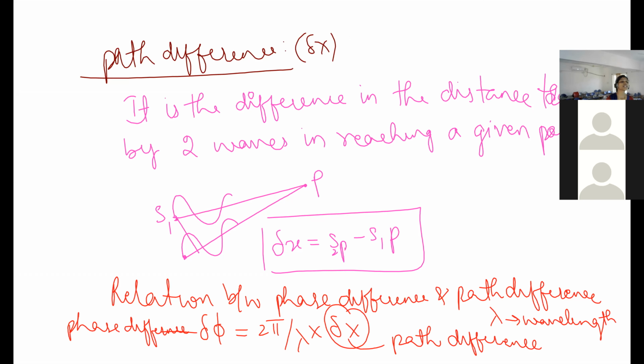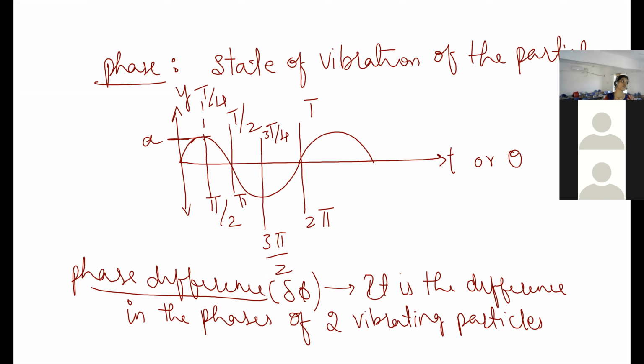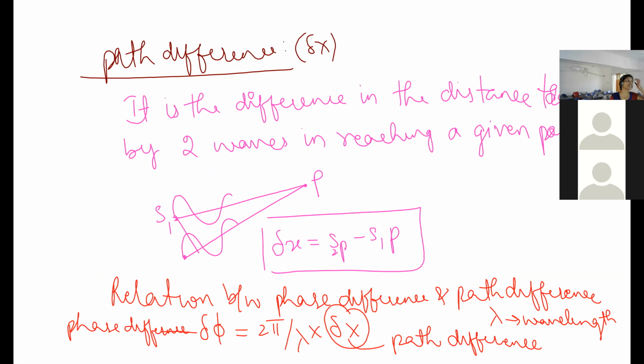So what is the meaning of phase difference? What is the meaning of phase? State of vibration of the particle is nothing but phase. And phase difference is always represented by delta phi. It is the difference in the phase of two vibrating particles that is called phase difference. And path difference is the difference in distance traveled by two waves in reaching the given point.